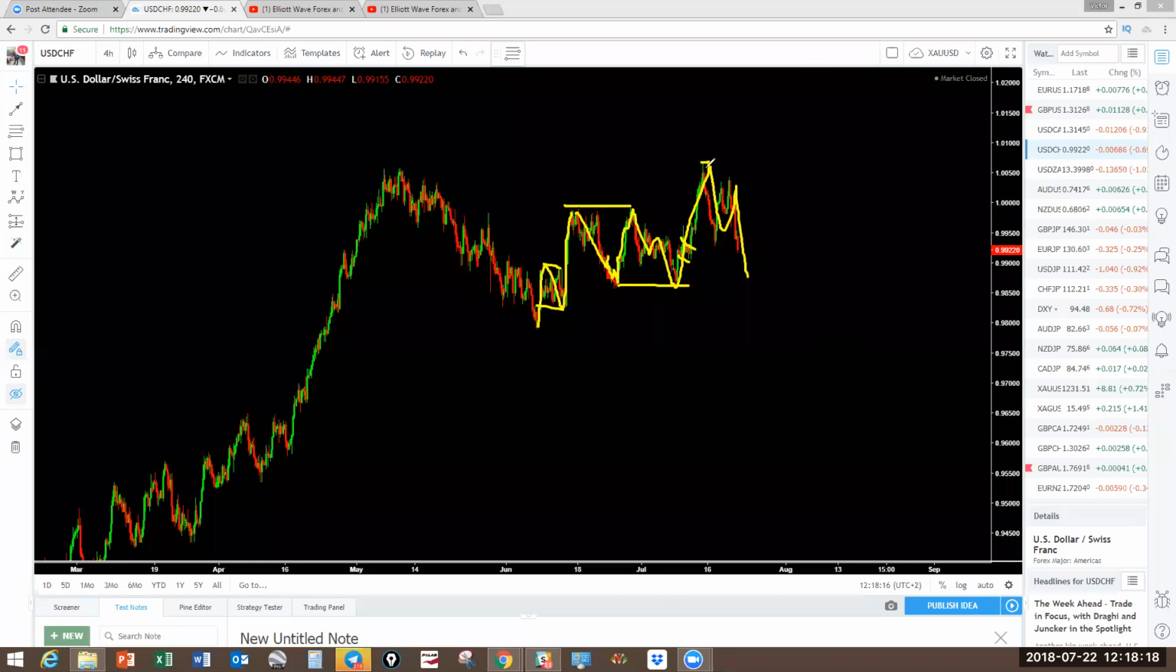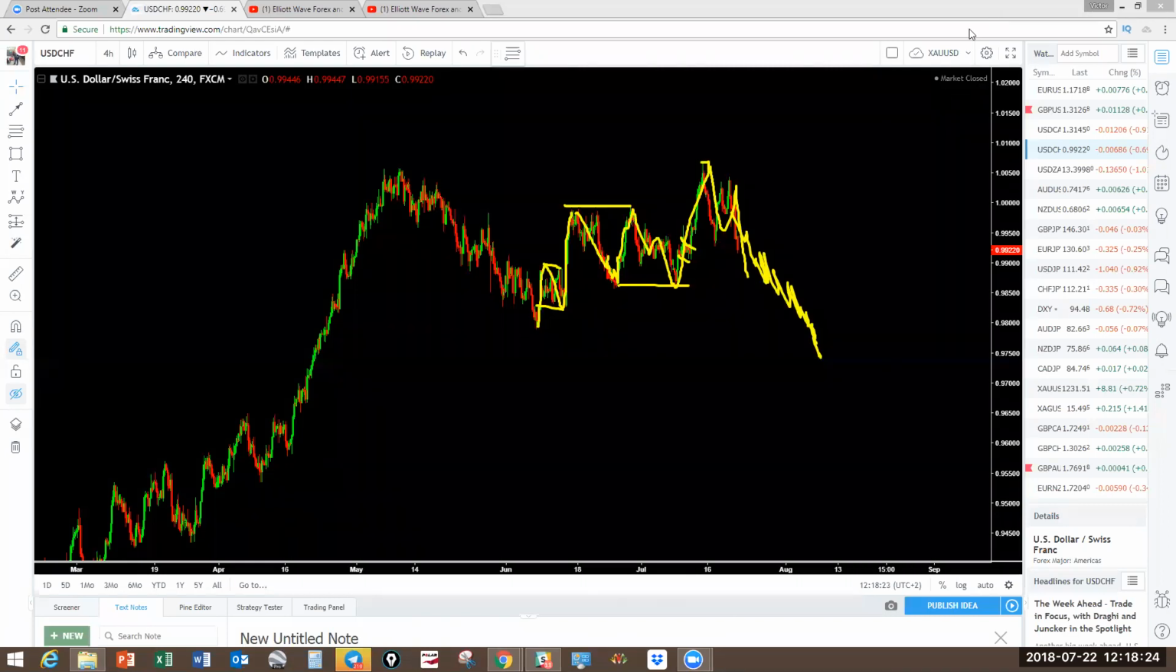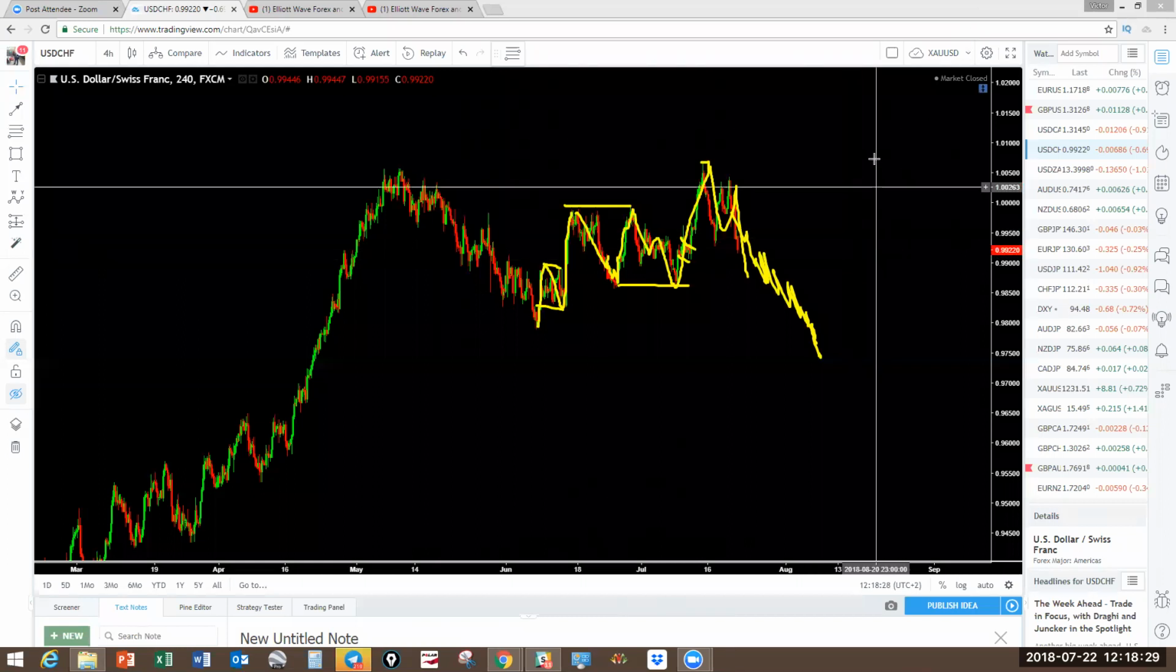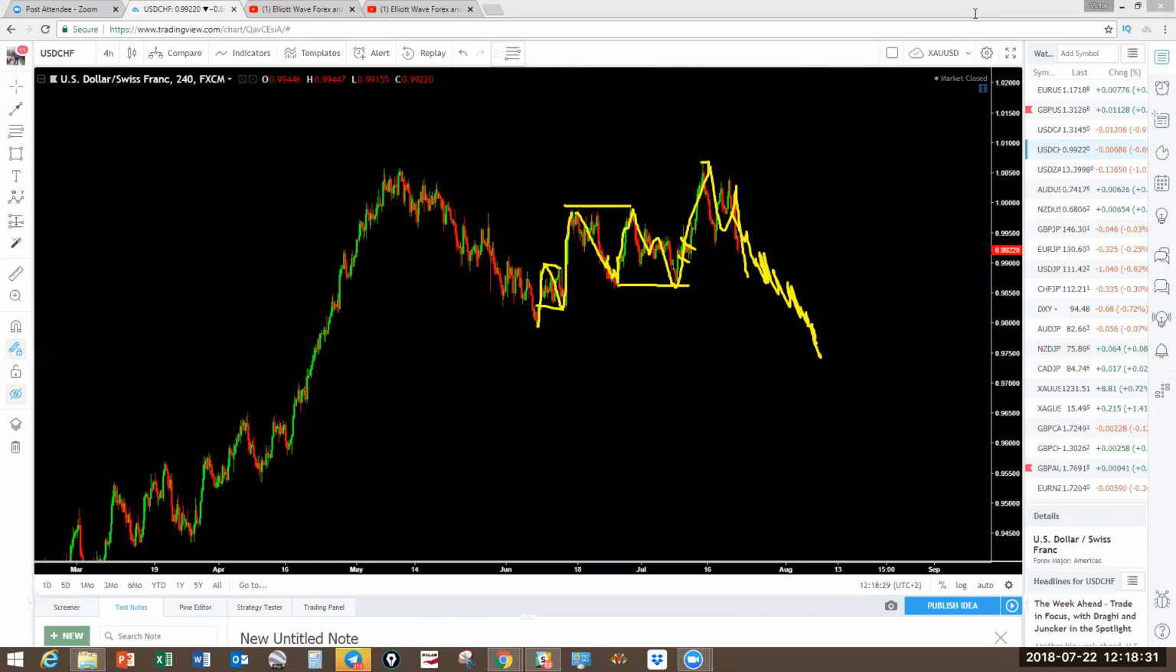So now what are we looking at? We are looking for this to come back down with this move. Okay, so we're gonna get into the analysis just now. So this is very accurate analysis. I've never seen any analysis that's more accurate than the wave analysis.